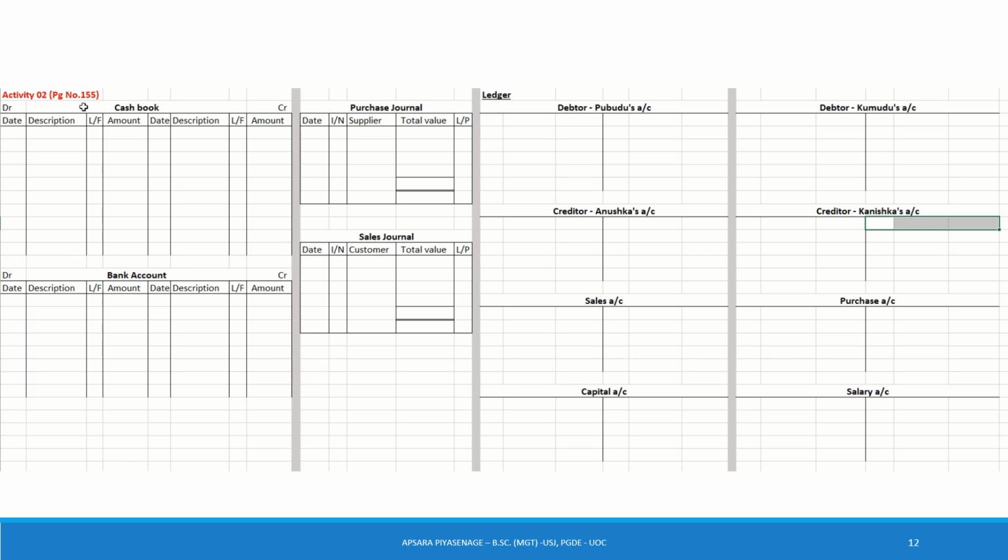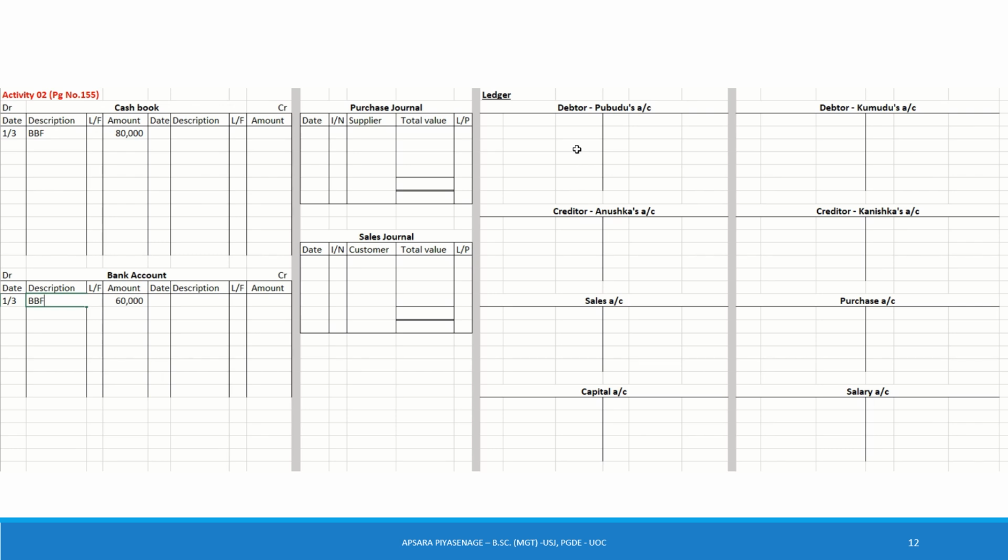So first we will record all the opening balances. The balances are given as at 1st of March. Cash in hand balance is 80,000. For the description we write balance brought forward, BBF. And there's a bank balance of 60,000. 1st of March, BBF. Then debtors, there are two debtors.